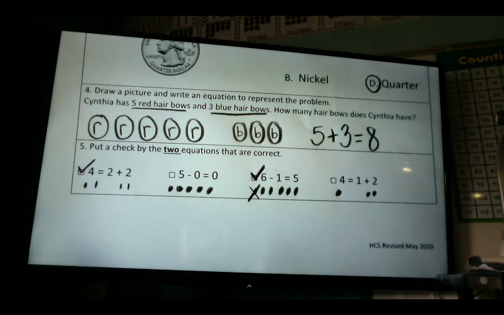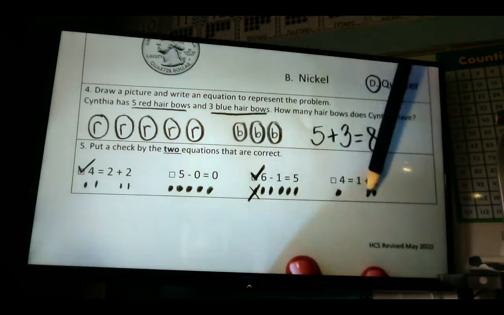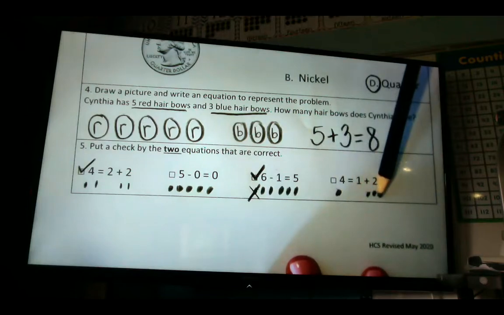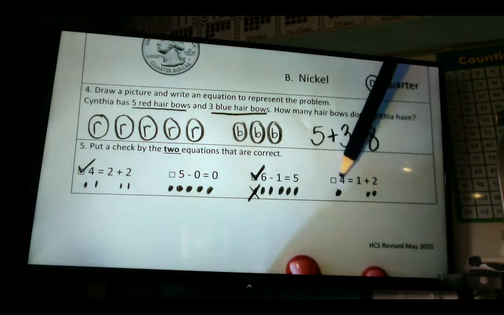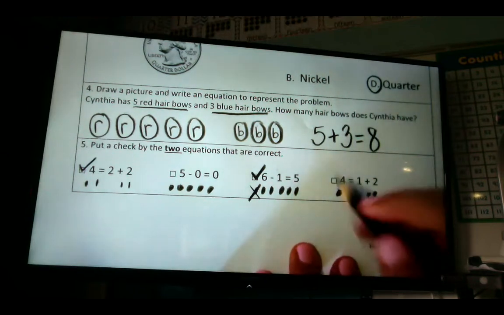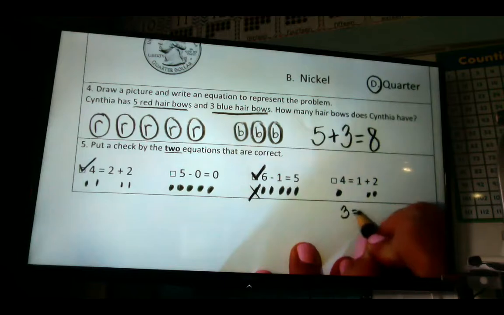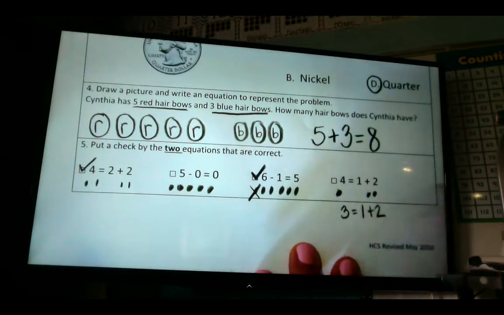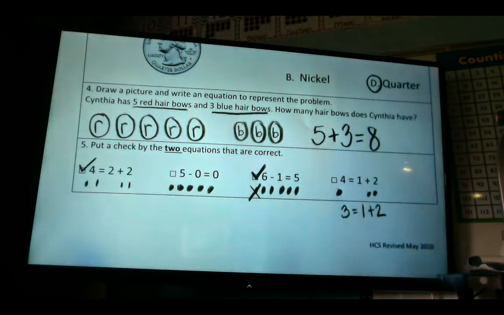Now let's count to see how many we have all together. 1, 2, 3. Does 4 equal 1 plus 2? No. 3 equals 1 plus 2. So that is incorrect, we leave it alone. If you need more time on this page, push pause now.